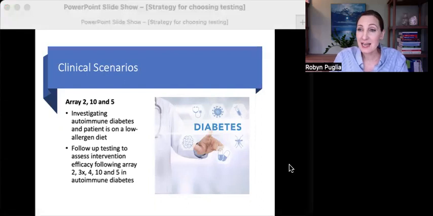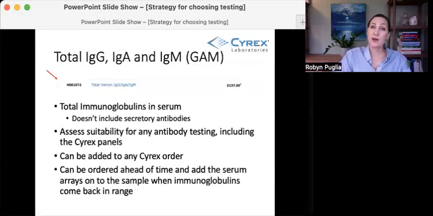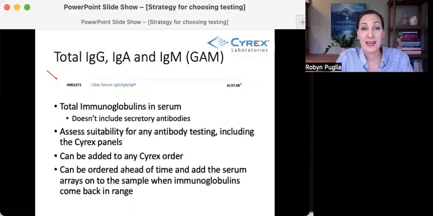And then lastly, we are also thinking about whether or not we need to include total immunoglobulins, which is called our GAM panel. GAM is total IgG, total IgA, and total IgM. You can run this either at the same time as any other serum test, or bundle it together with the serum testing packages, or you can run this ahead of time. This looks at total immunoglobulins in serum. This obviously doesn't include secretory IgA that would be measured in saliva.